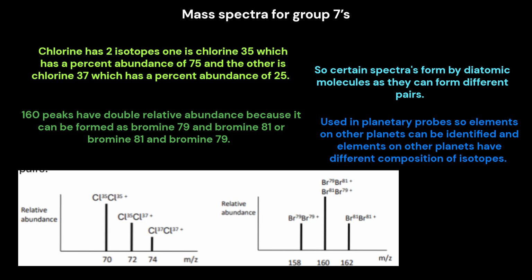Mass spectra for group 7s. Chlorine has 2 isotopes. One is chlorine-35, which has a percent abundance of 75, and the other is chlorine-37, which has a percent abundance of 25.